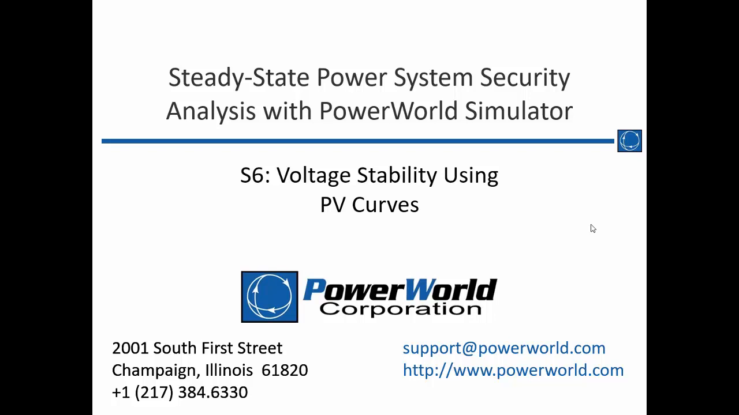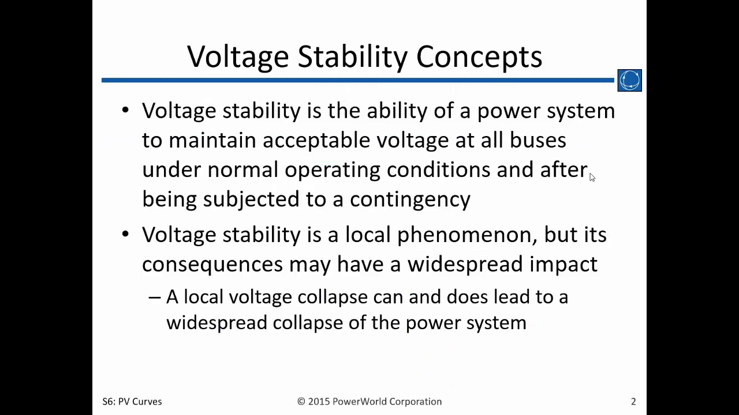Okay, so we're going to next talk about the voltage stability tool for PV curves. In the next section, we'll talk about QV curves, but for this section, we're just going to talk about PV curves for now. The idea of the voltage stability concepts is that voltage stability is the ability of the power system to maintain an acceptable voltage, both under normal operating conditions and after contingency conditions as well.